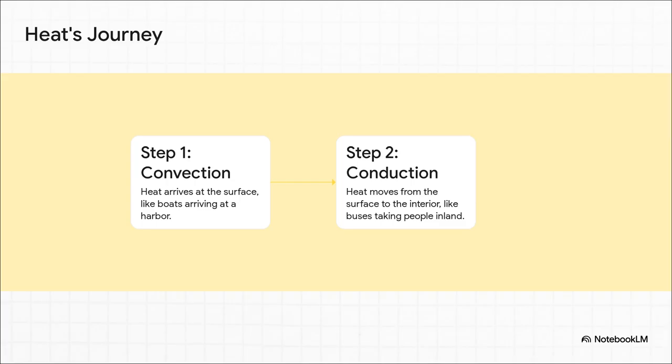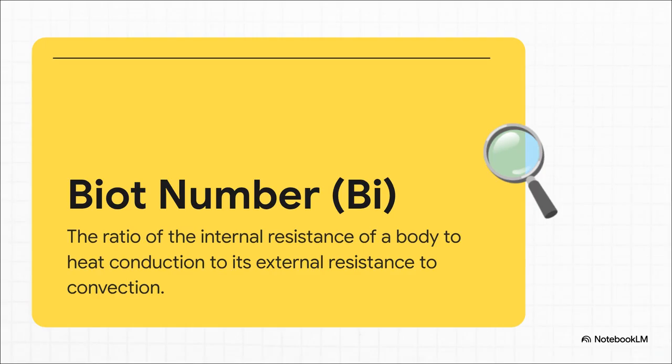Think of it like boats arriving and docking at the island's harbor. Then, once it's there, the heat has to move from the surface into the center of the island. That's conduction. And you can picture that as buses taking the new arrivals from the harbor to the town's inland. And that, right there, is what the Biot number tells us. It's just a ratio. It compares the traffic jam inside the island, the resistance to conduction, our bus traffic, to the traffic jam at the harbor, the resistance to convection, our boat traffic.